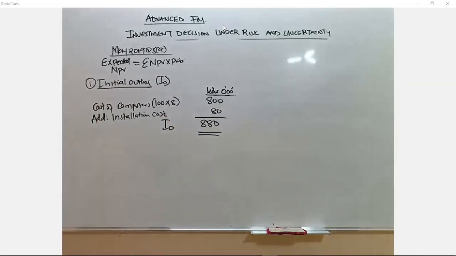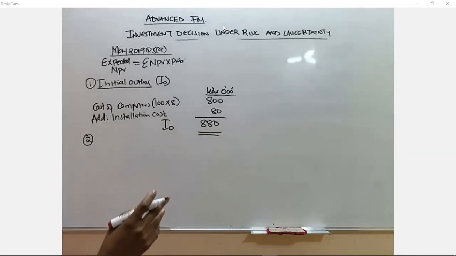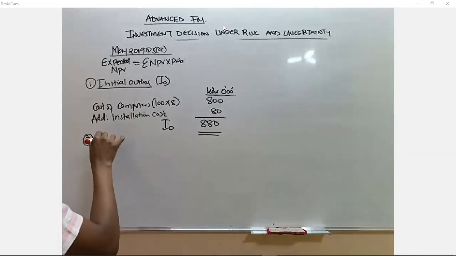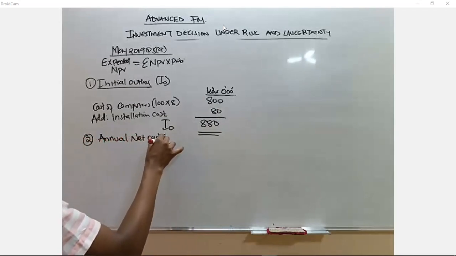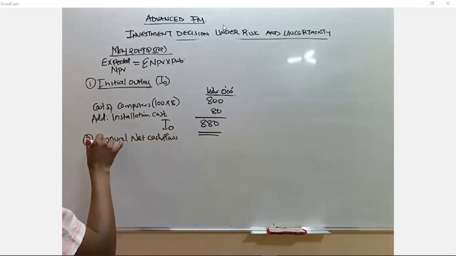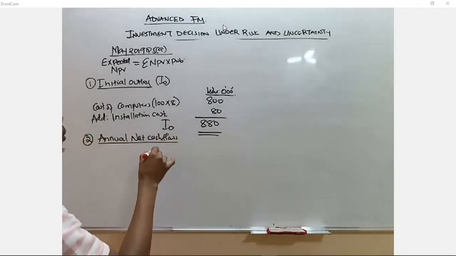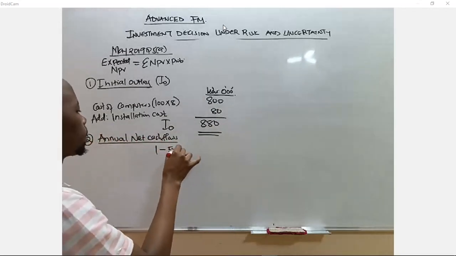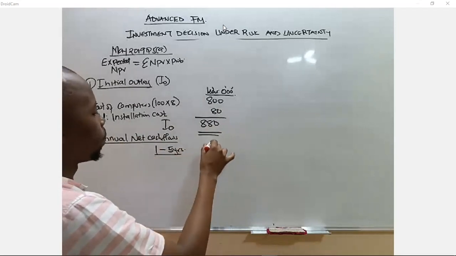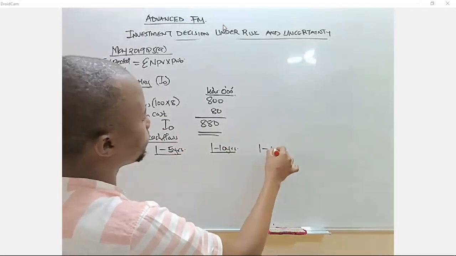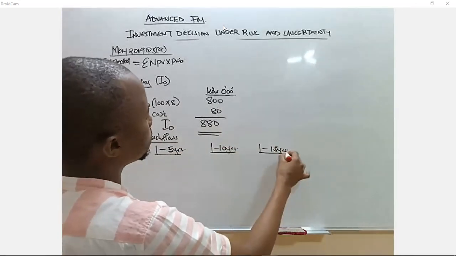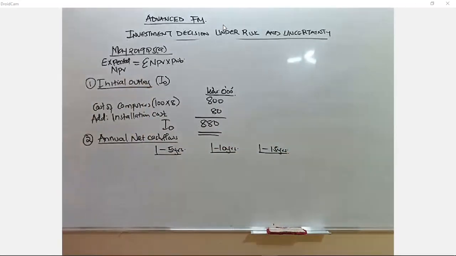Now, when we go to step number 2, I have said you analyze it into 3 areas. Number 1, because we are looking at the annual net cash flows, we analyze for 1 to 5 years. Another one says 1 to 10 years. Another one says 1 to 15 years. And you know all of these are annuities.